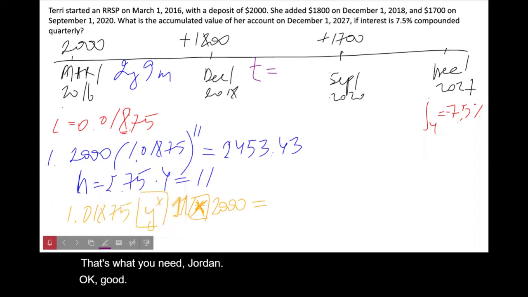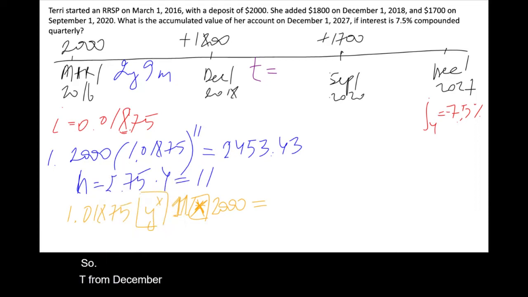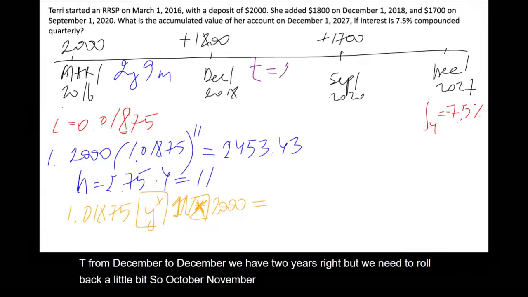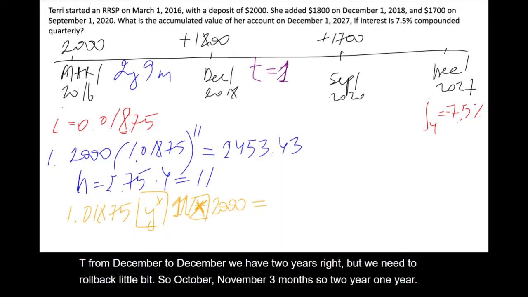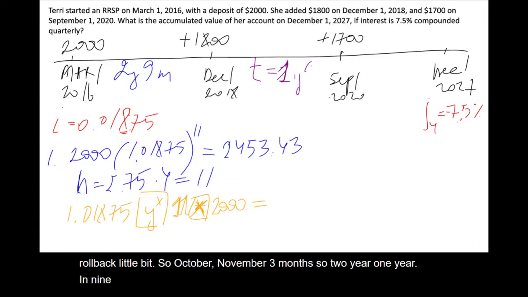So from December to December we have 2 years, right? But we need to roll back a little bit. October, November, 3 months. So 1 year and 9 months. Please confirm my number.